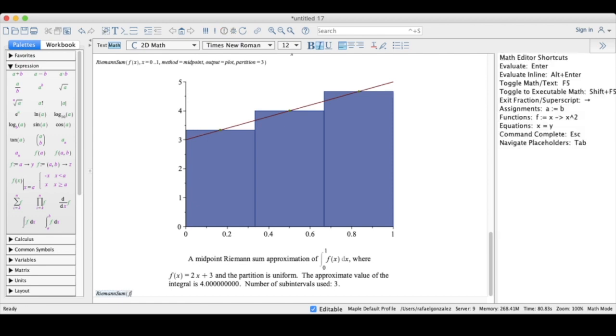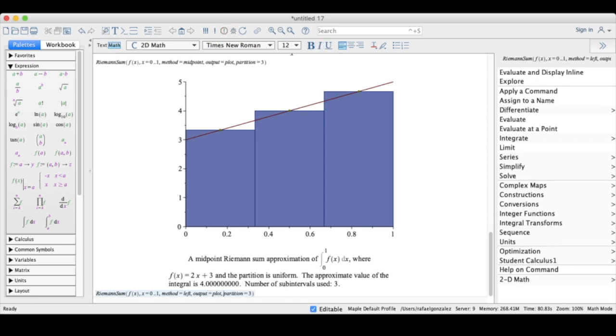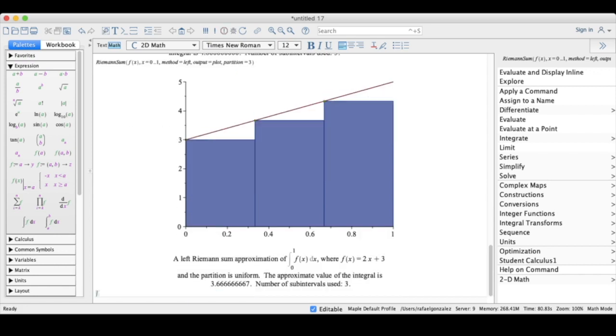And we're going to do again f of x, which I have defined already. I'm going to do this from x equals, again, 0 to 1. And now I'm going to use a different method. I'm going to use method, and I'm going to go with left, and I'm going to keep partition equal to 3. And make sure that you write the output. If you don't write output equals plot, it's not going to graph it for you. And we want to graph it.